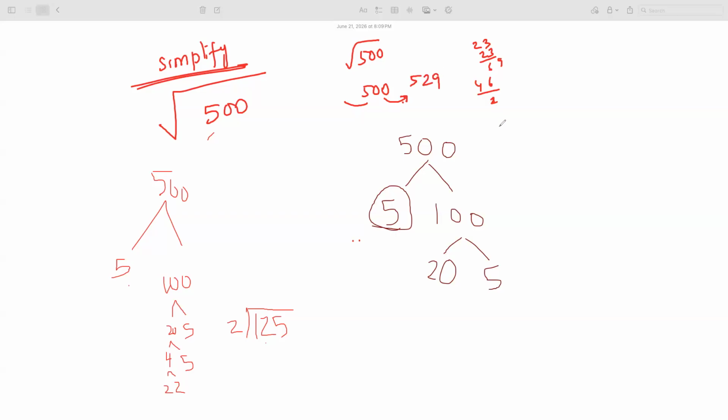And then what is the lower number? 22. What is 22 squared? 484. You got it? Easy. So it should be between 22 and 23. But that was not the question at all.